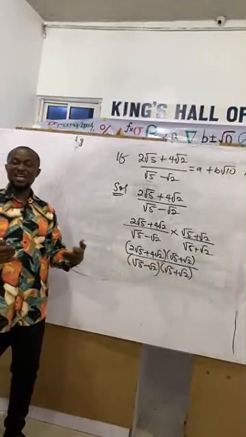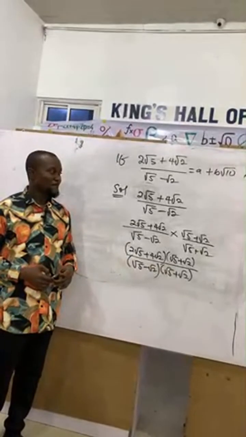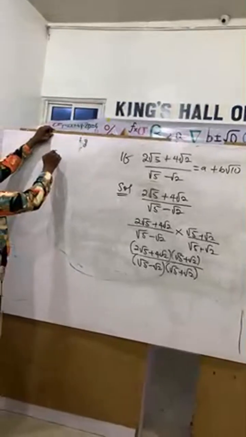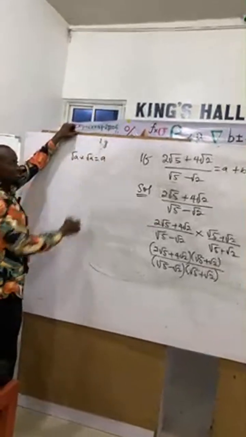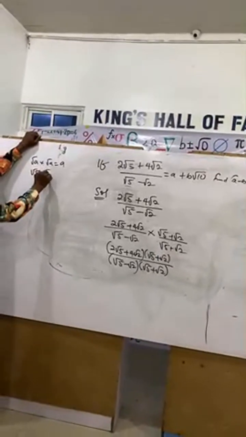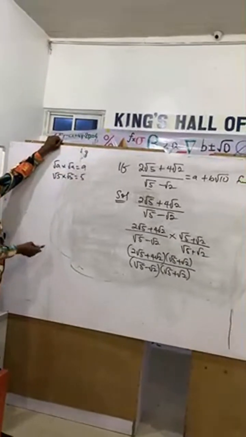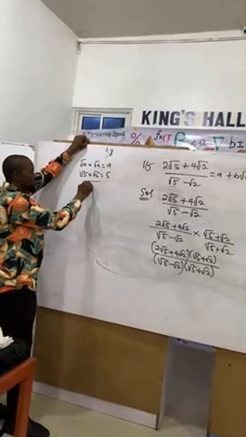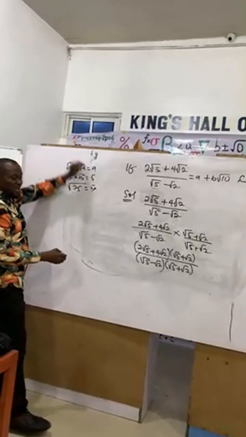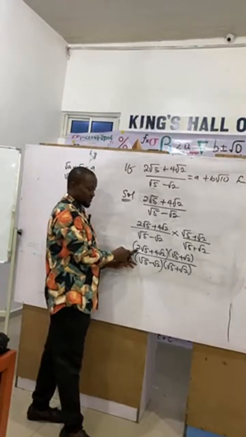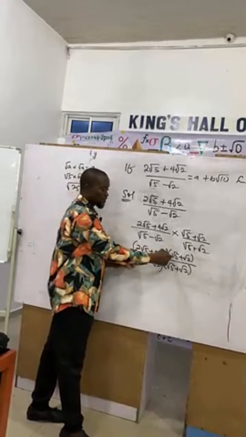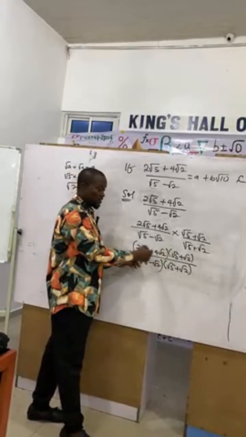There's what we call similar sum. In similar sum, if you have root A times root A, the answer is A. So if you have root 5 times root 5, the answer is 5. You know why? Because root 5 times root 5 is root 25. And what is root 25? 5.